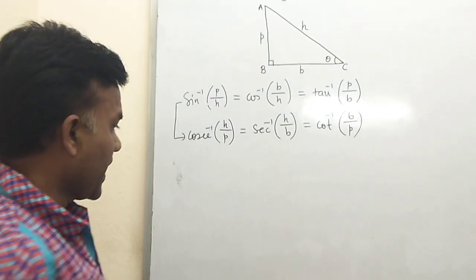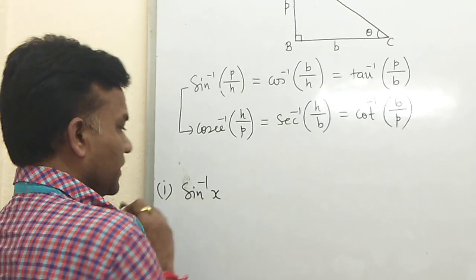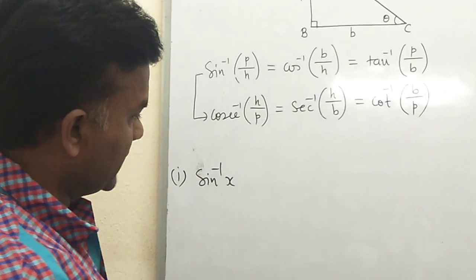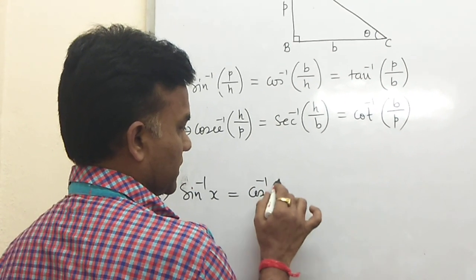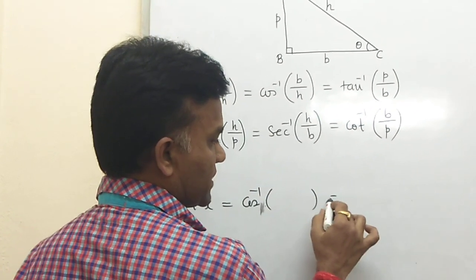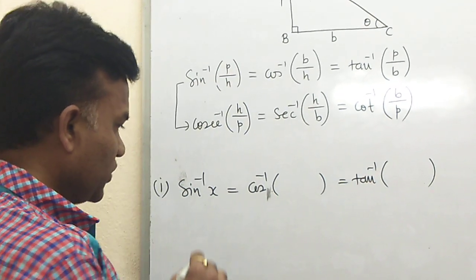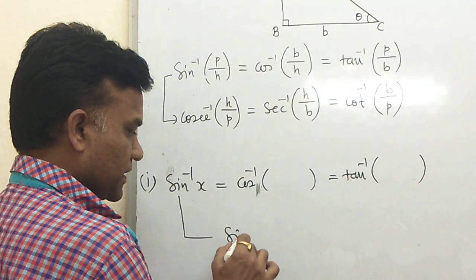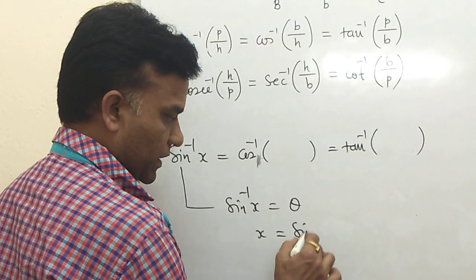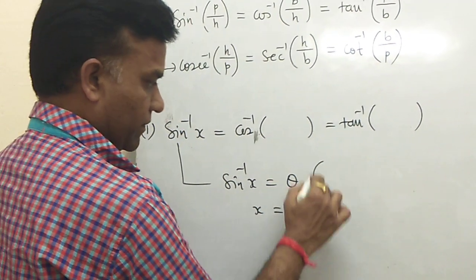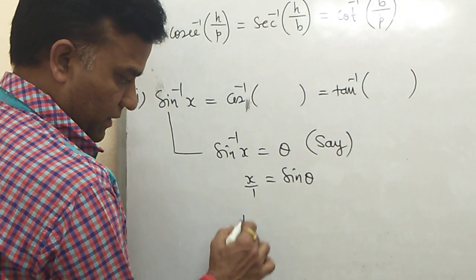But suppose you have sine inverse x, one particular value, and now you convert this value into the different angles. Like, what is the value of cosec, cos inverse, tan inverse? We don't know. So first we assume this angle, sine inverse x, equal to theta, and then x equals sin theta, so x by 1. Now you draw the triangle.